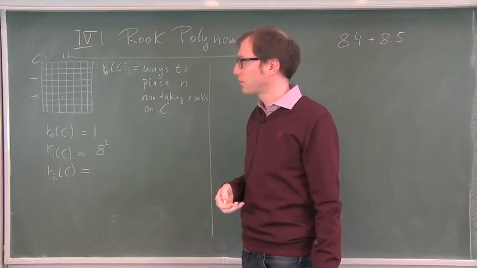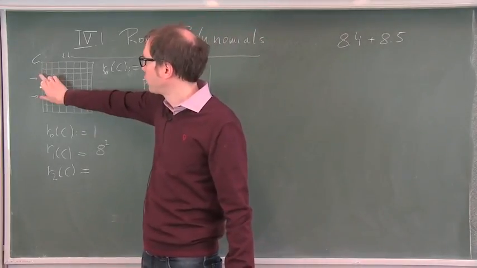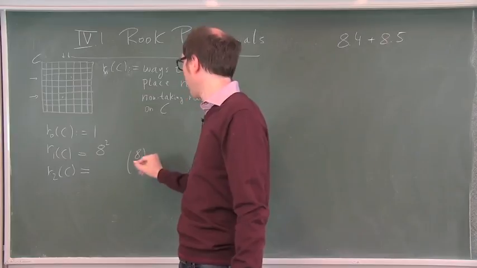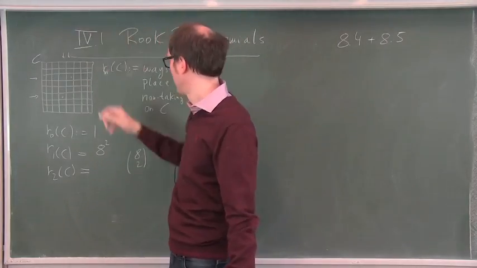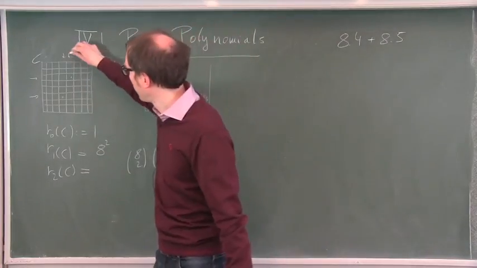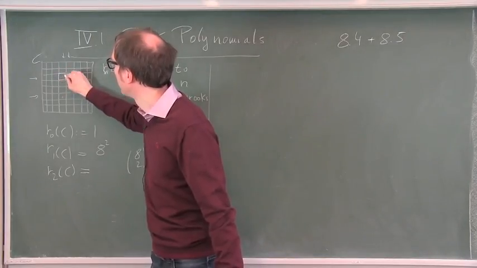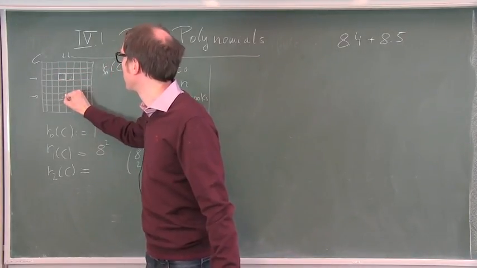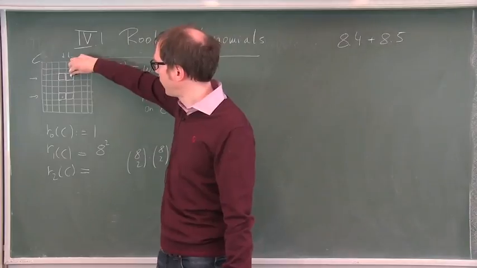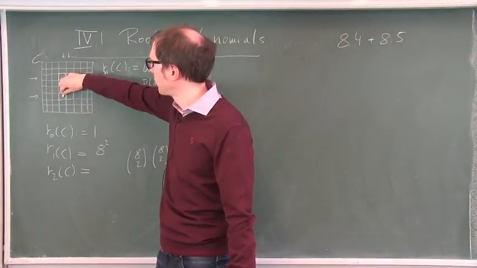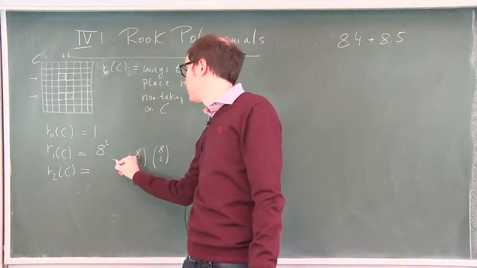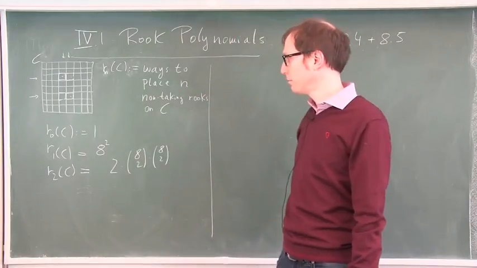How many ways can you do this? Well, this is the rule of product. How many ways can we choose 2 rows among 8 rows? This is 8 over 2. Now the rule of product, same thing for the columns: we have 8 over 2 possibilities here. Now is that the answer? Nearly. But what we did was just single out these little fields here. How many ways can we put in 2 non-taking rooks in here? We can place them like this, but you can also place them like this. So we have 2 possibilities. So this is 2 times 8 over 2 times 8 over 2.